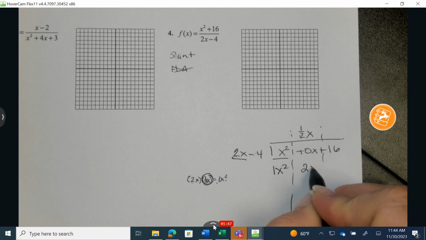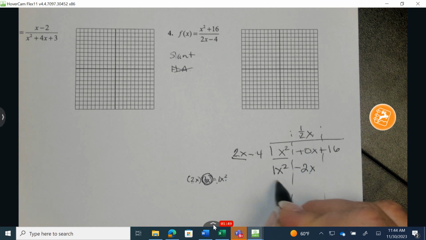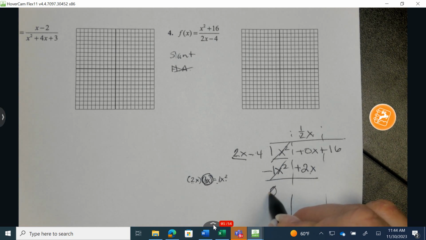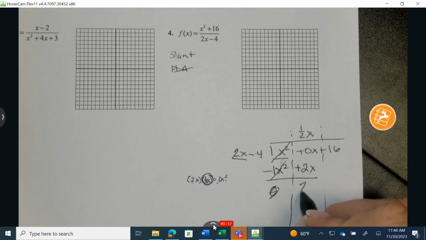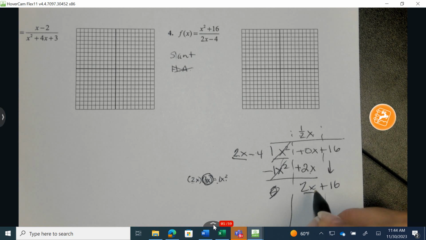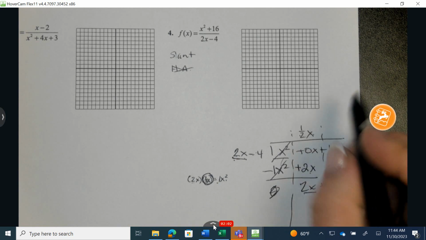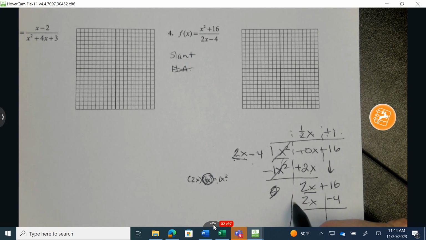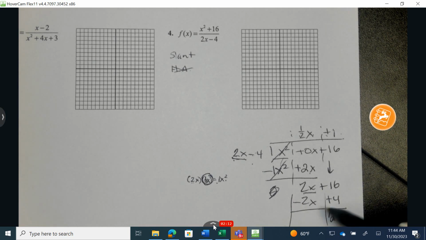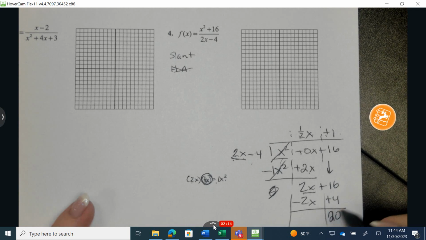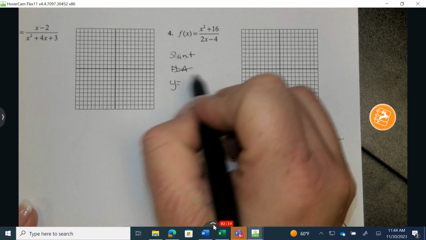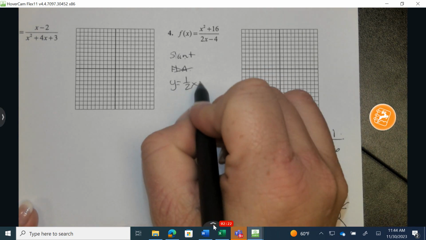Half of 4 is 2. Make sure to bring down the negative sign, and I have an x. Change the signs in the second row, and I have 0x squared. That cancels out, and 0 and 2 is 2x plus 16. Underline and underline. 2x times what is 2x? Plus 1. Multiply to get 2x, multiply to get -4. Change the signs and add down. And as I shared with you during office hour, when you have a remainder and we're trying to find the slant asymptote, the remainder doesn't mean anything for the slant asymptote. The equation of the slant asymptote is y equals 1/2 x plus 1.